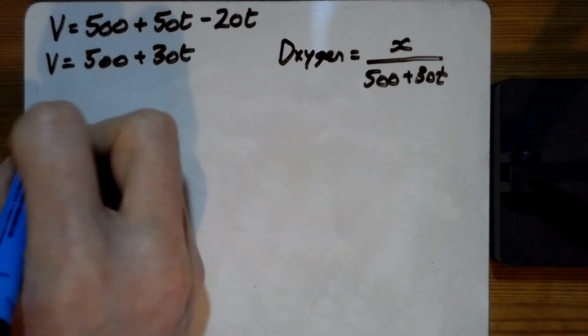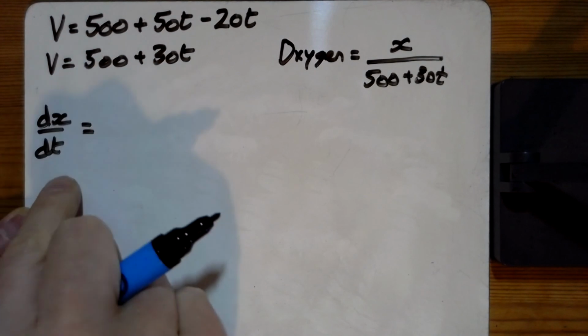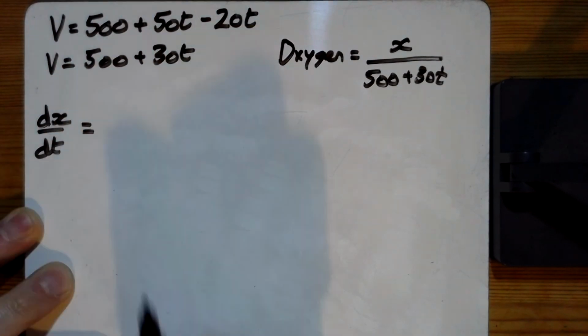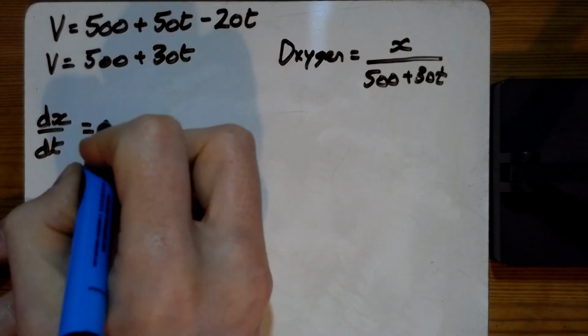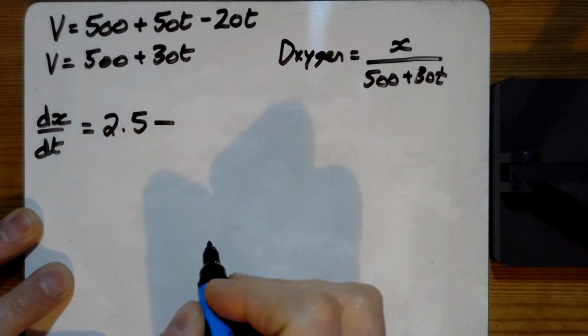Now, the oxygen's going in, isn't it? We want to say how much is changing. So dx by dt, how much oxygen's going in? You just start with 5% of 50. So there's your 2.5. But then it's leaking out.